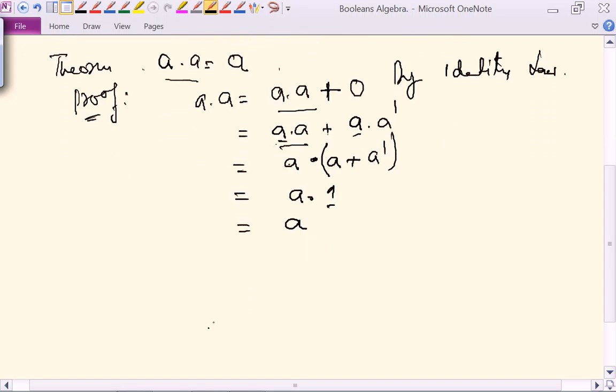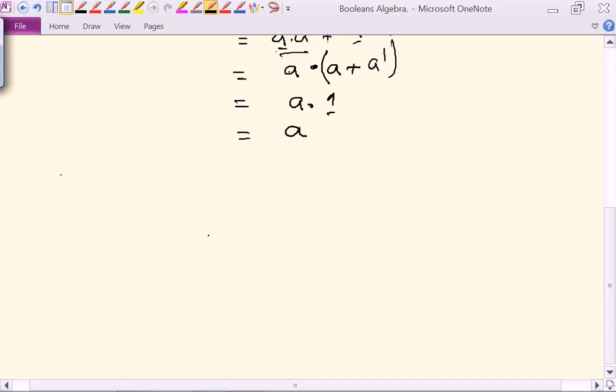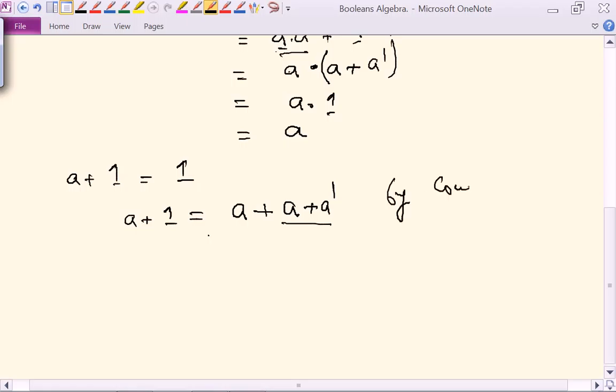So let's do the next theorem quickly. That is a or 1 is equal to 1. What is a or 1 equal to? Can I write it like a or a complement? Because a or a complement will always be 1. So instead of 1, I'm writing a or a complement. Getting me? This is by the complement law, because a or a complement is equal to 1.